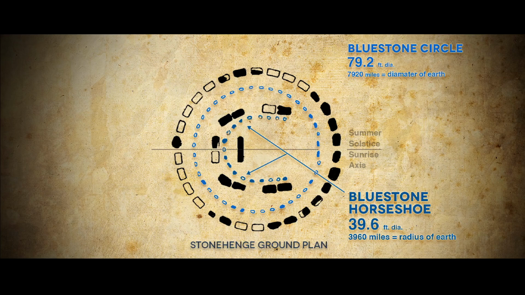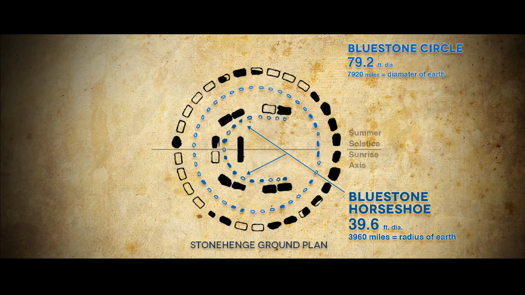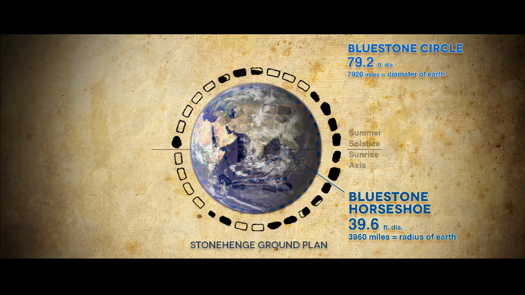So they bear the relationship to each other as the diameter of the Earth, which is 7,920 to 3,960, equals the 79.2 of the bluestone circle to this circle. So we have 79.2 and 39.6. So you see how the very same numbers are built in right there.